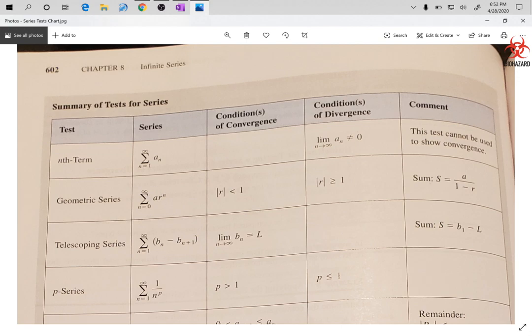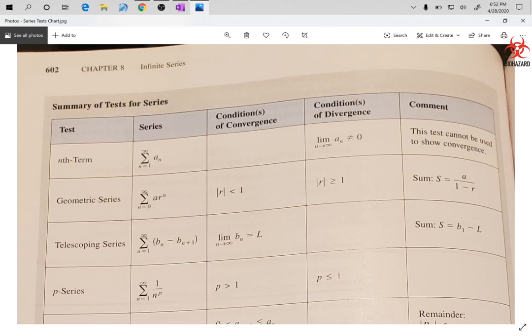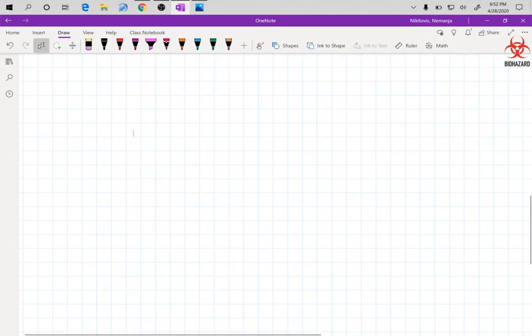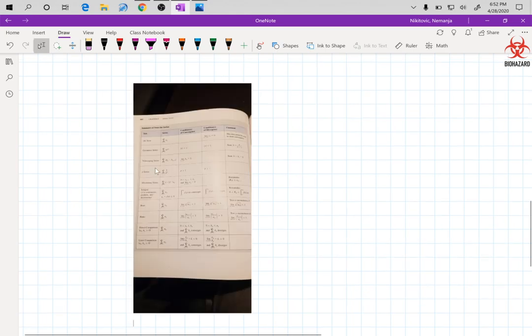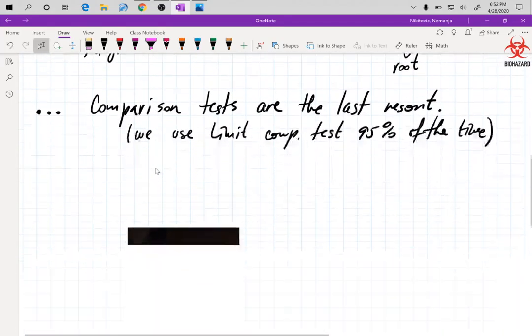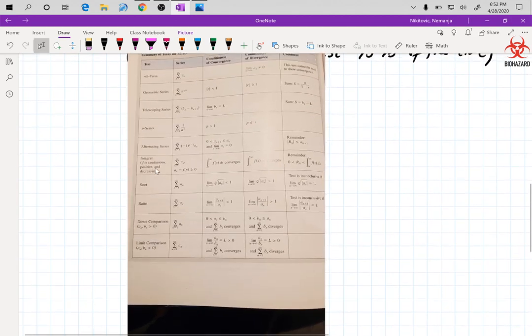Now, the question is, can I copy over here and maybe paste over here? Oh, hell yeah. Hold on. This is the size. Now, make it larger.